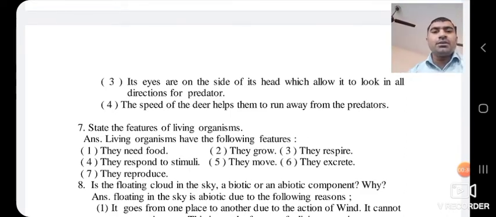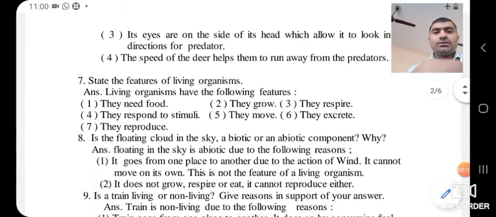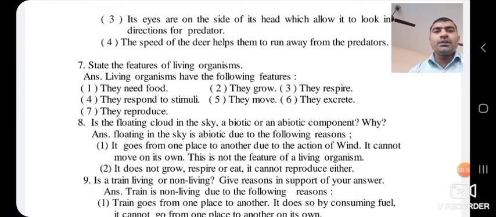Which are the features of living organisms? Need food, grow, respire, respond to stimuli, move, excrete, and reproduce, right? And the next question is: is a floating cloud in the sky a biotic or an abiotic component, and why?